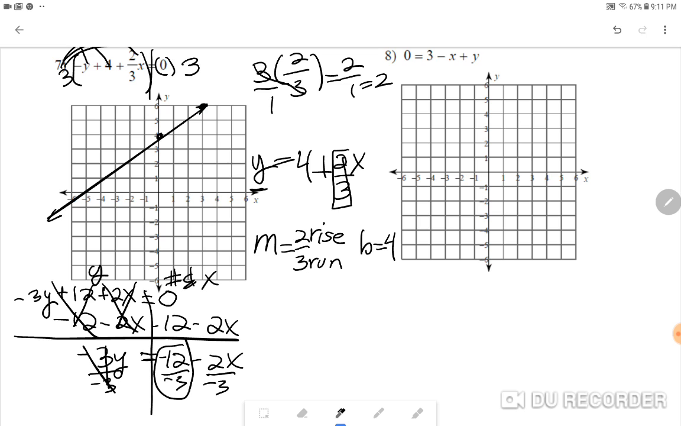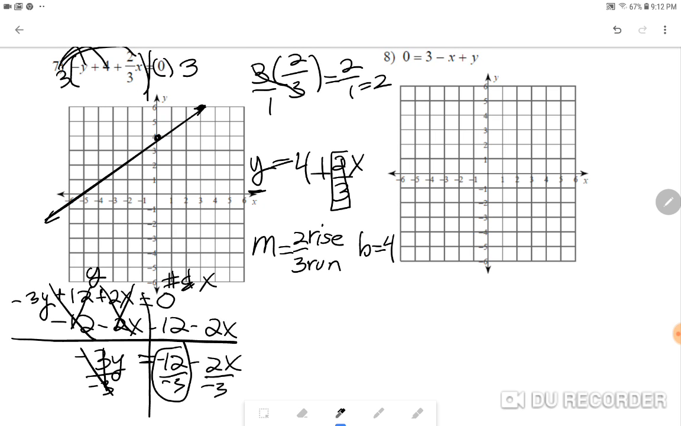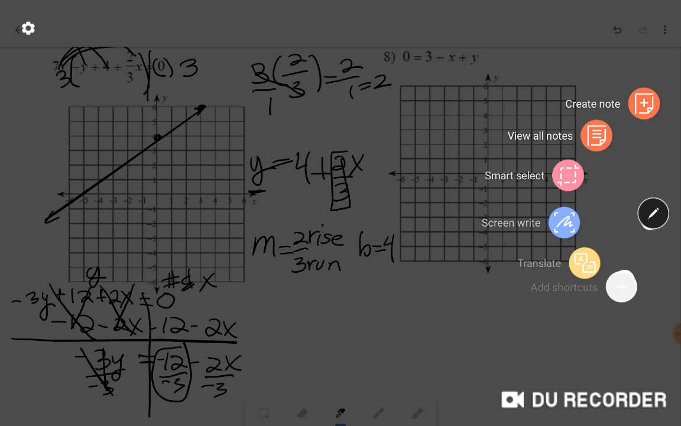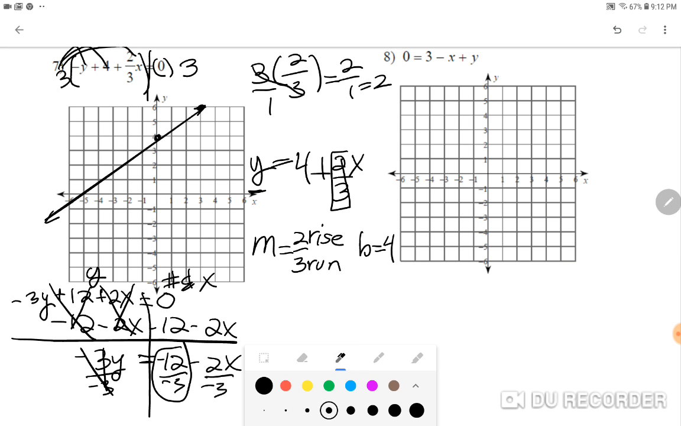Okay, so as you can see, the hard work is getting the y by itself. The actual graph is not that complicated. Okay, now last example, example number 8. Like before, get the y by itself.